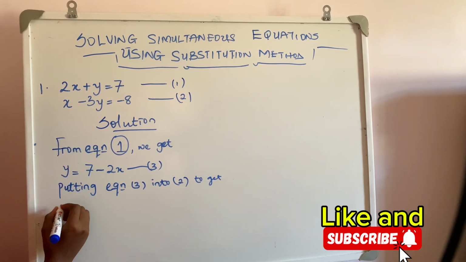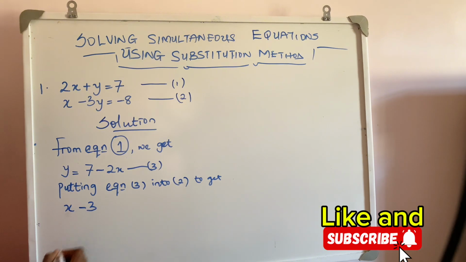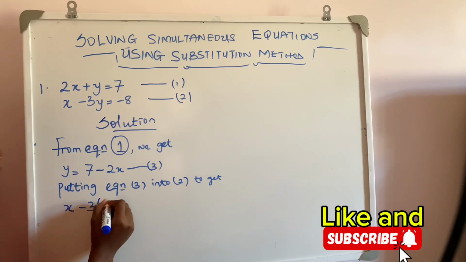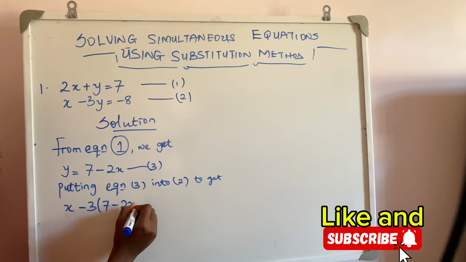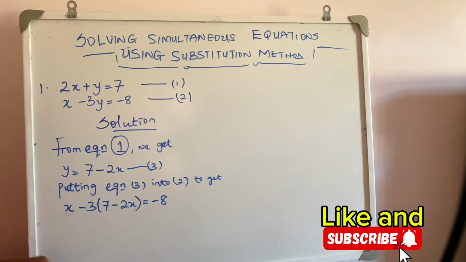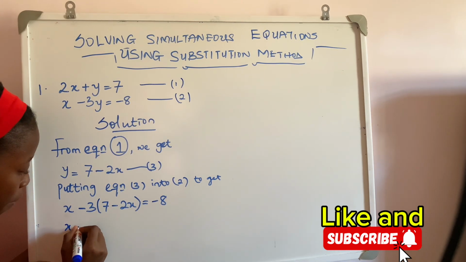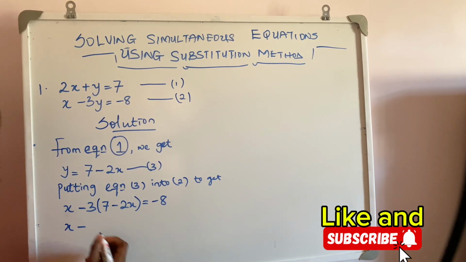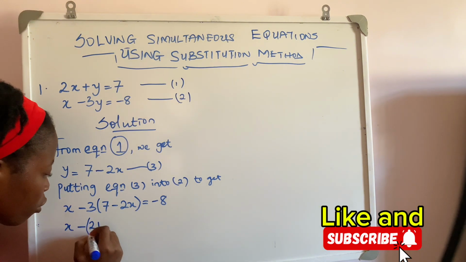Now you can put your x minus 3. Now this is y and this is y. So y is equal to all of this. So you can just open up a bracket and put 7 minus 2x is equal to our minus 8. Now it's going to be so easy to get x here, right? So let's get into it. We have the x minus 3 times 7, it gives us 21. 3 times minus 2x. Now this is minus 3 and this is minus 2. So 3 times minus 2x is going to give us minus 6x, okay? So that means this has to be in brackets.